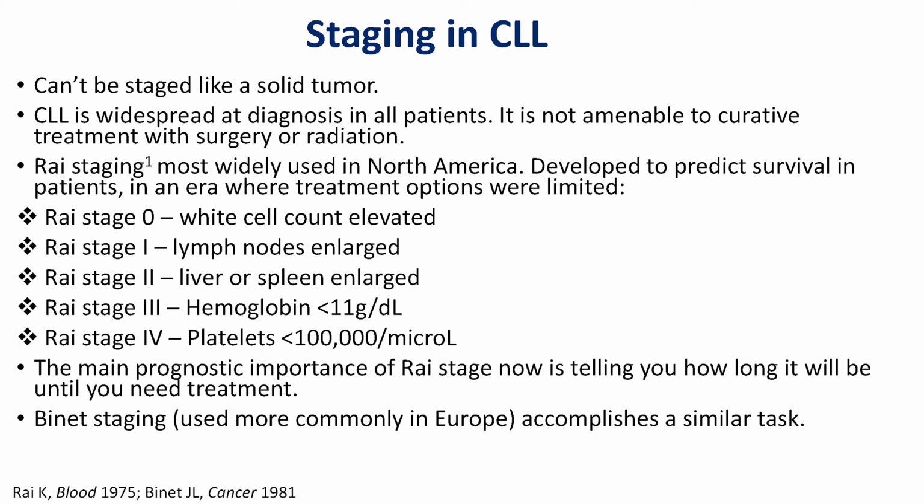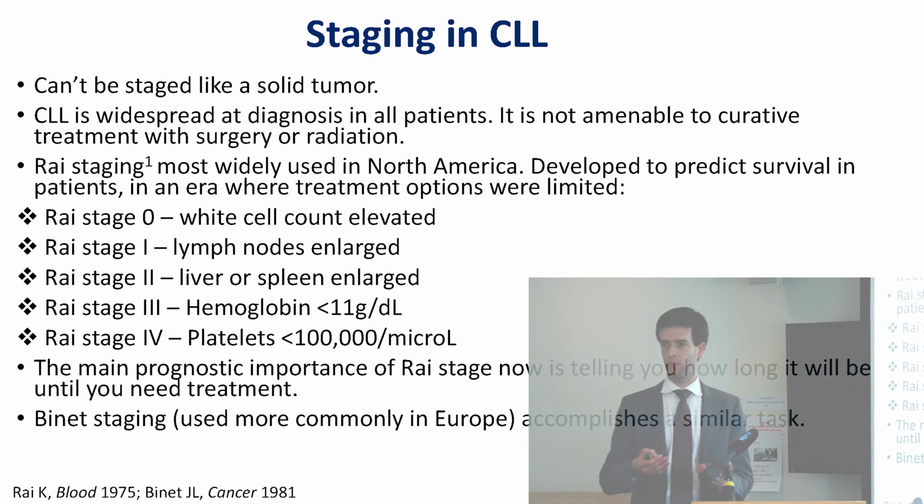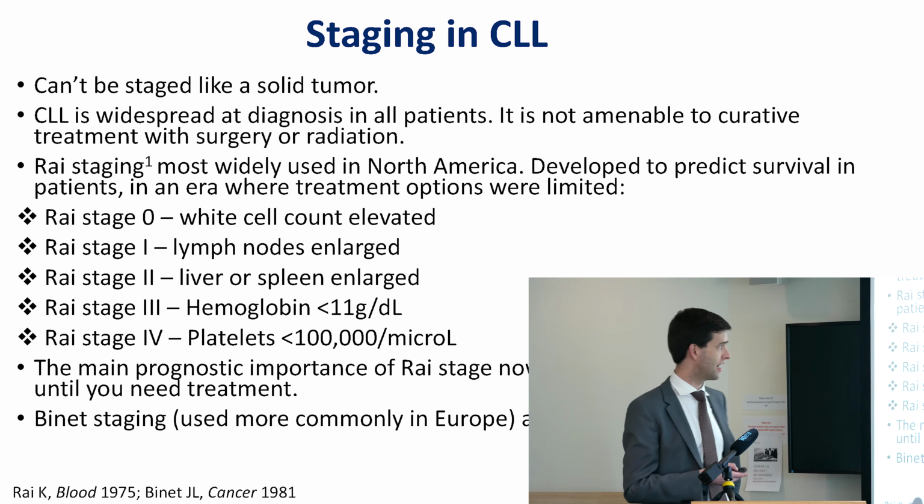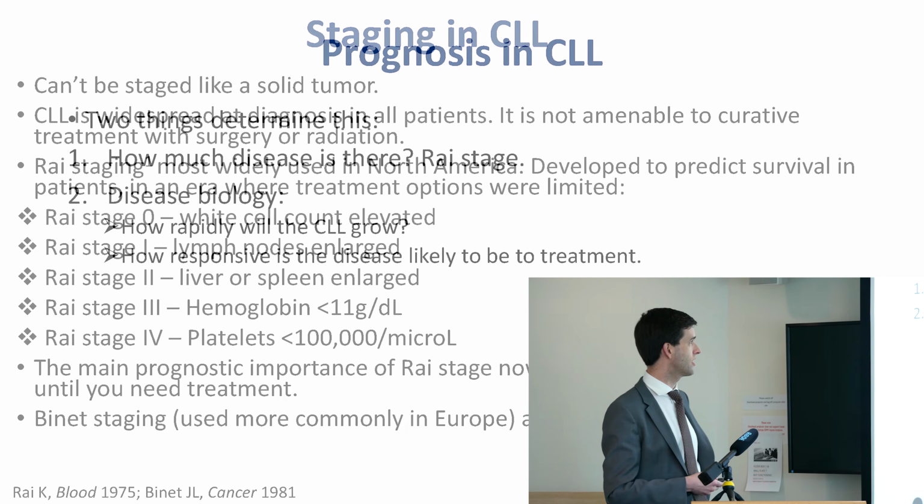The importance of this is that as you go to a more advanced stage, it historically would correlate with a shorter survival. It basically means the closer you are to having problems as a result of the disease. And in the time when there weren't very effective therapies for CLL, this meant people lived for a shorter period of time if they had more advanced stage disease.